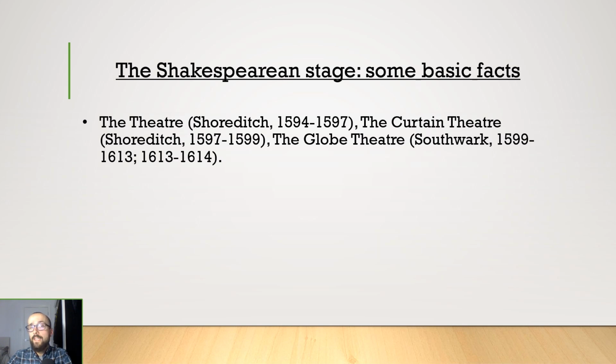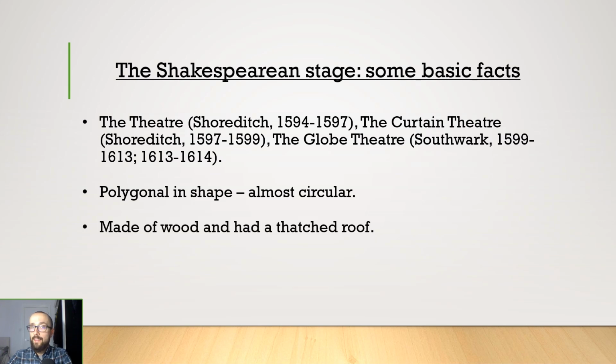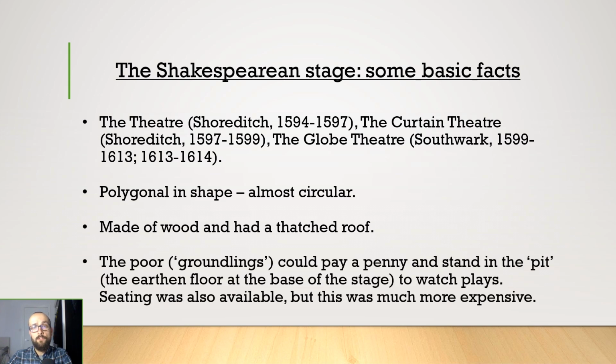These theatres bore a number of similarities. They were all polygonal in shape, which gave them an almost circular appearance. Now, we will be talking about the Globe Theatre for most of this video, seeing as it is the theatre Shakespeare used for most of his career. Now, the Globe was made of wood and had a thatched roof. At the Globe, the poor, also known as groundlings, could pay a penny and stand in the pit and watch performances. There was seating at the Globe too, but it was much more expensive.